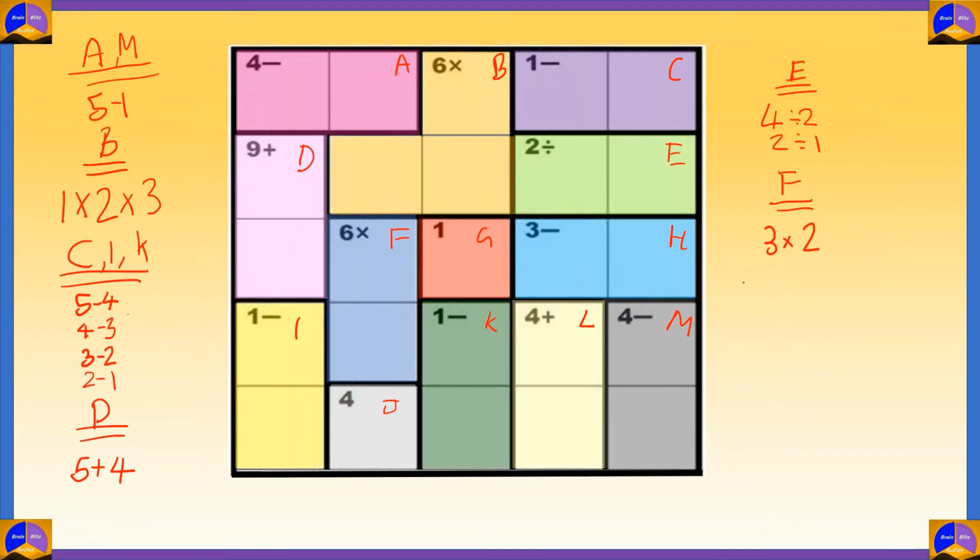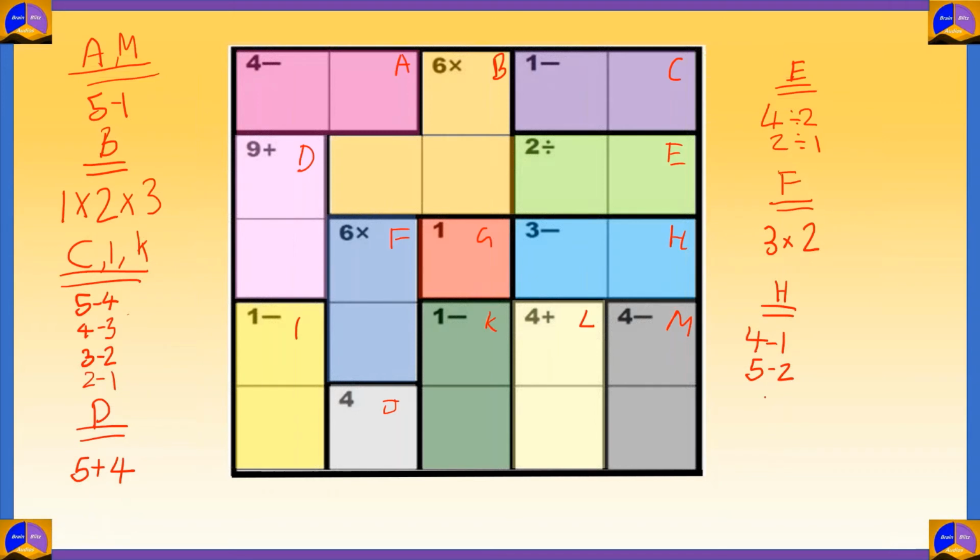Now let's look at cage H. Now in cage H, there are 2 cells and the operation is subtraction. After subtracting, our result must be 3. So the options are 4 minus 1 and 5 minus 2.